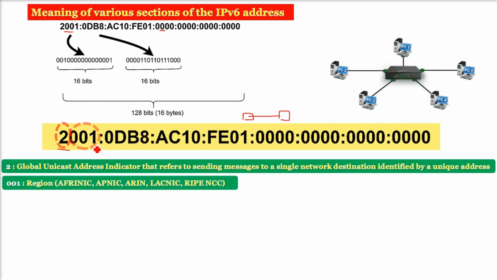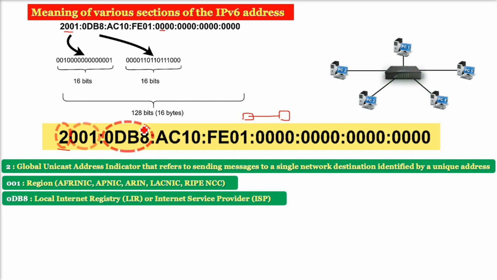The second one is 001 here, I am taking the first group only. This corresponds to a region. It can be Africa, it can be Latin America, like that. We have 0DB8 here, and in this example it is called the Local Internet Registry, or LIR, or you can just say it is the identification of the Internet Service Provider, ISP. The AC10, this is for you, the customer. So there is a service provider, and there will be a customer also, AC10, that corresponds to it.